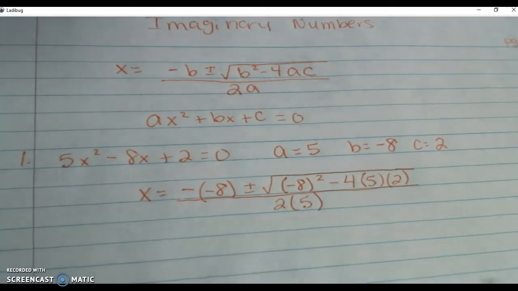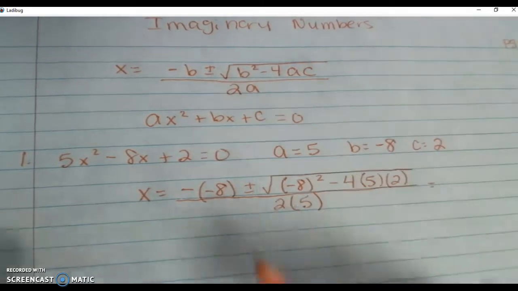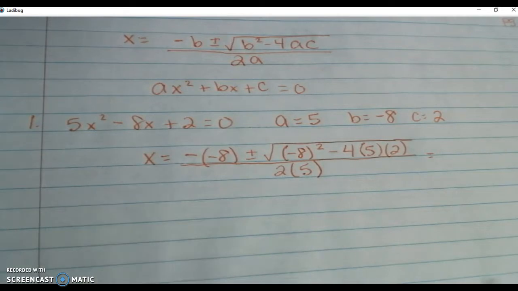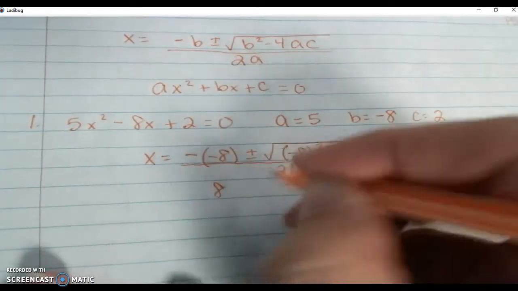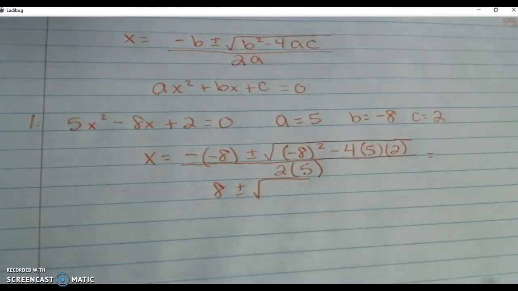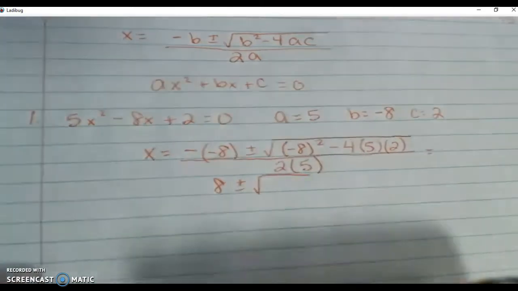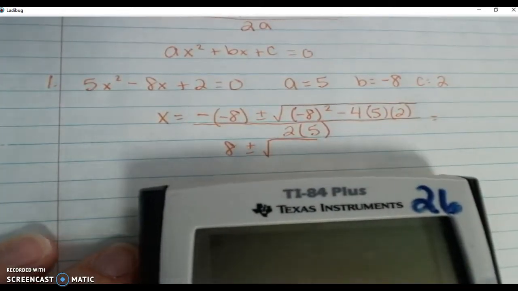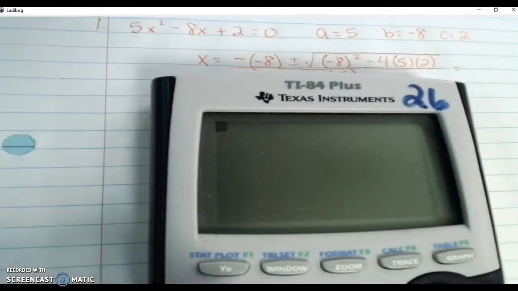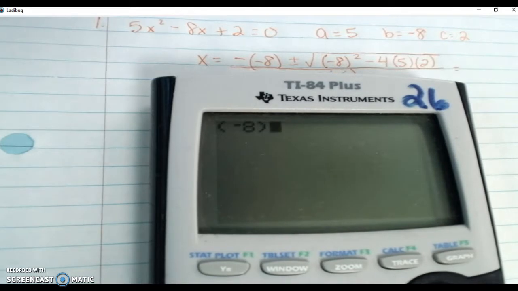So now we just simplify each little piece. So we have a negative 8. What happens when you have two negatives? It's a positive. So positive 8 plus or minus the square root. Now remember, in our calculator, we're going to type just what's underneath the square root. Now this one's different than the ones we had yesterday because our b values were positive. So since it's a negative 8, you have to put that negative 8 in parentheses. Okay? If you don't, it doesn't square the negative and that throws your answer off.